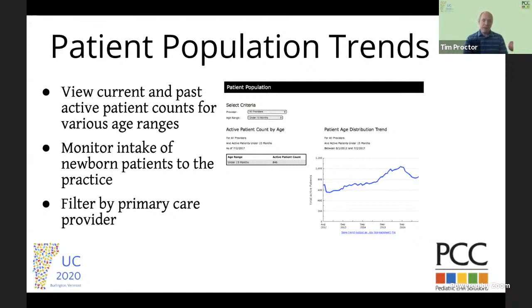So you can do things on this page like monitor the intake of newborn patients to your office. So how many newborns are you bringing in each month? Well, we give you a subtotal, and we'll look at this a little bit in a second. We give you a subtotal of under 15-month-old patients, an active patient count as a snapshot each month. You can monitor that, and if you're increasing your population of kids under 15 months, you know that you're adding more newborns to the practice. So it is one way you can do that. And you can just monitor your patients of various other age ranges as well.